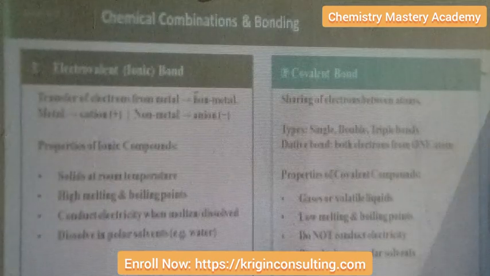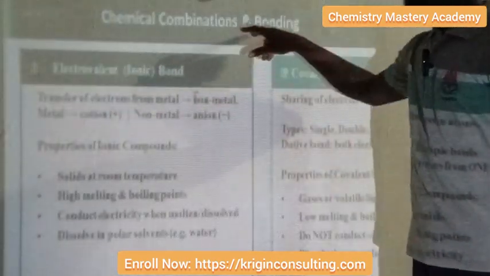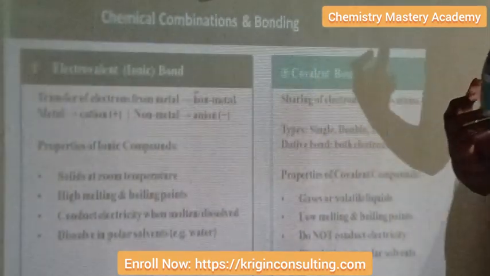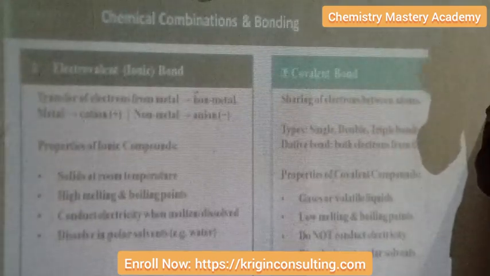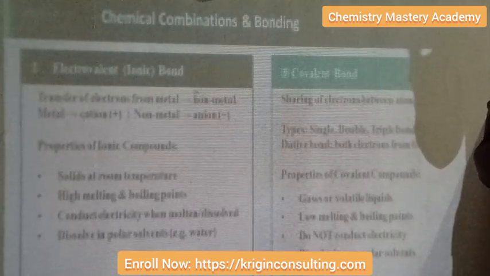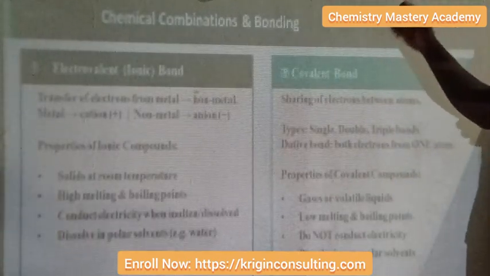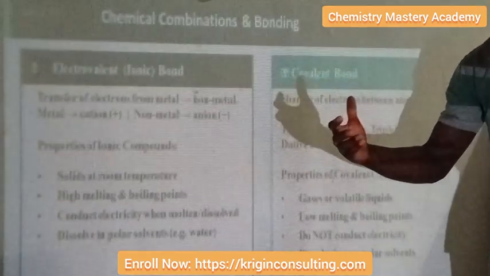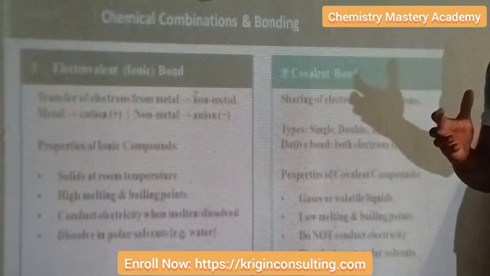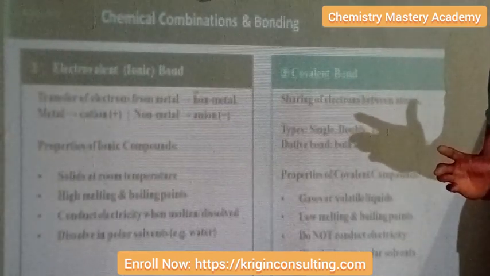Today, we are going to be looking at the topic chemical combinations and bonding. Basically, what we are going to be looking at today is how the reactants combine. Remember, in the last class, we looked at writing and balancing chemical equations, right? So now today we're going to look at chemical combination and bonding. When you bring different reactants and mix them together, how do they mix? That's what we're basically going to be looking at.